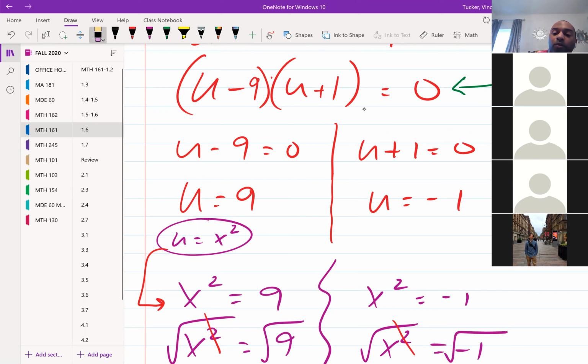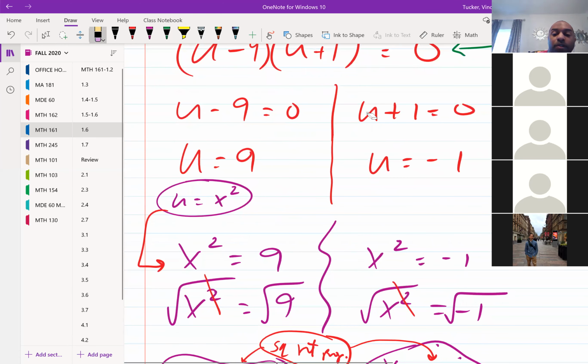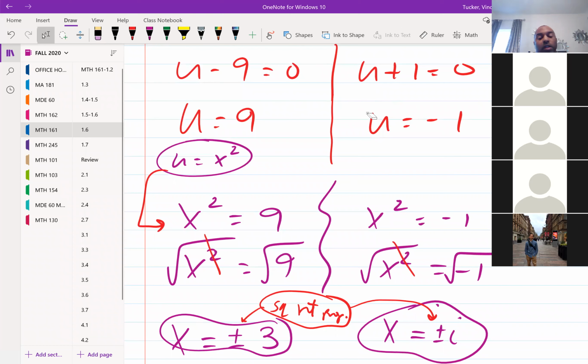Now if you take the square root of both sides in order to get rid of the square, don't forget, whenever we take the square root of both sides, you do plus or minus. And that'll be plus or minus 3, plus or minus i. Don't forget, whenever you take the square root of a negative number, i is involved. But in this case, all we have was -1, so that's just plus or minus i. So we have two real solutions and two imaginary solutions.